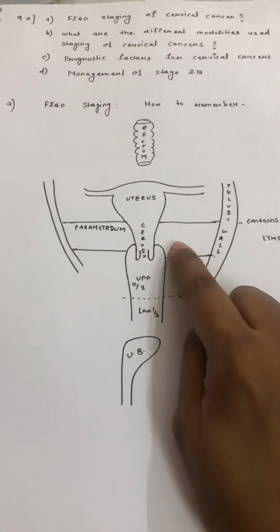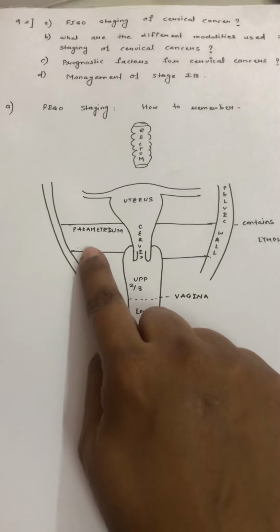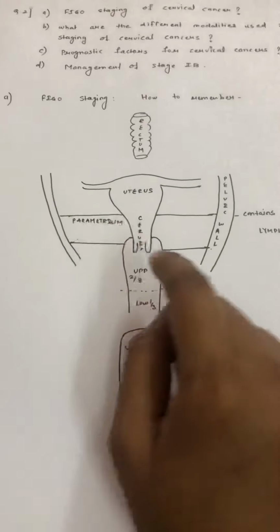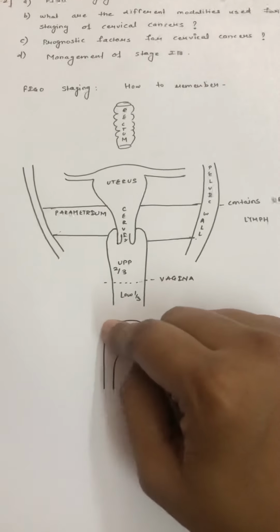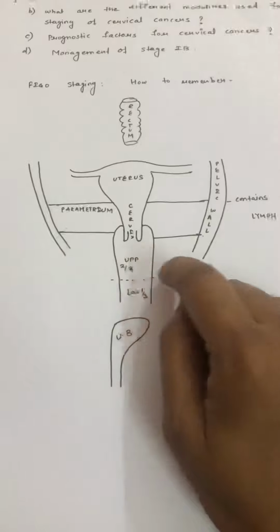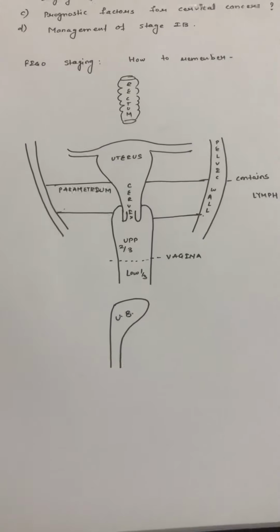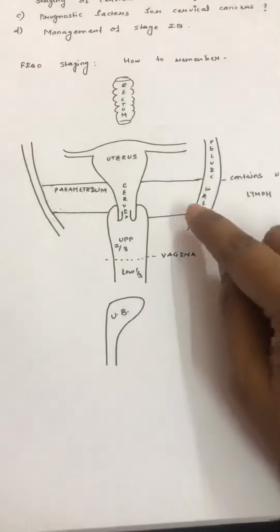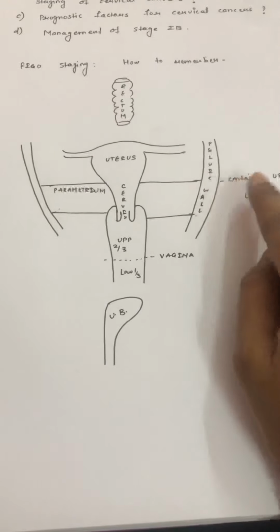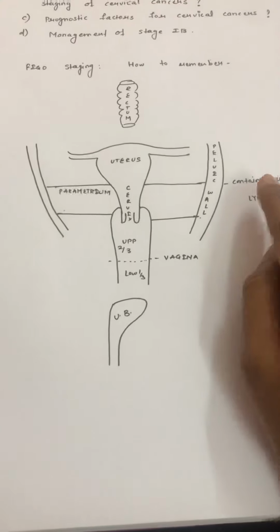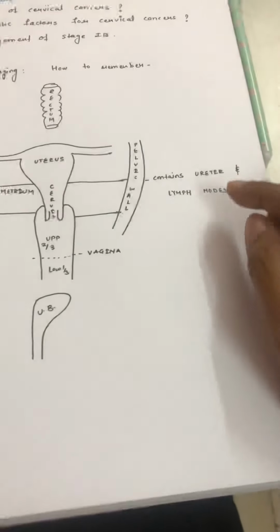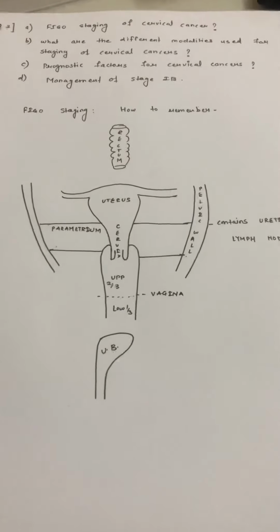The cervix is supported by this space which is filled with connective tissue known as parametrium, and lower down the vagina is there. The vagina is divided into two portions, the upper 2/3 of the vagina and the lower 1/3 of the vagina. Now the cervix and the uterus are connected to the pelvic wall with the help of this connective tissue, parametrium, and other ligaments as well. This pelvic wall consists of the ureter and the lymph nodes. Now we'll go directly to the staging.